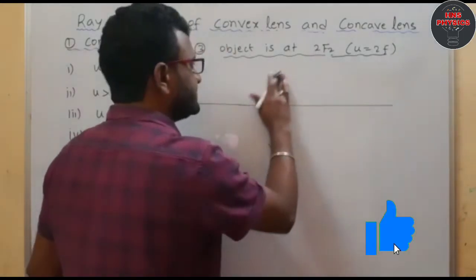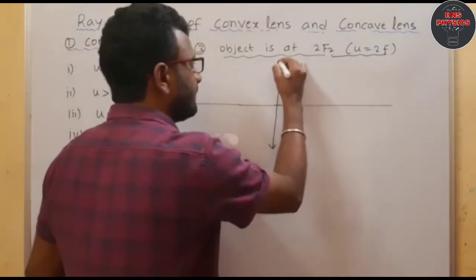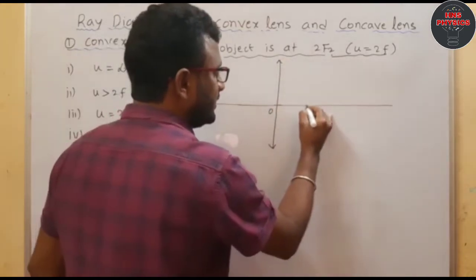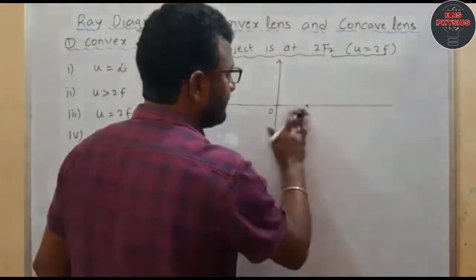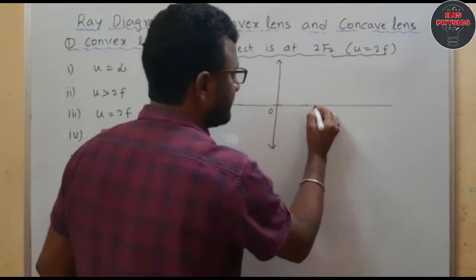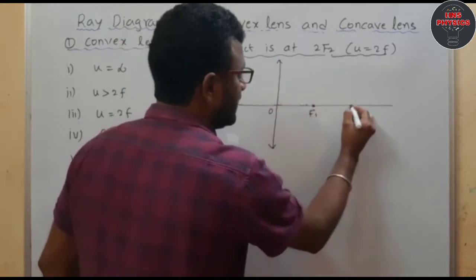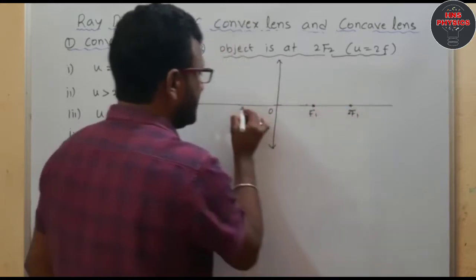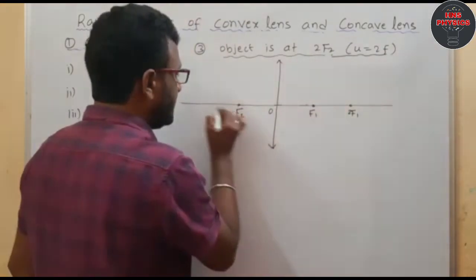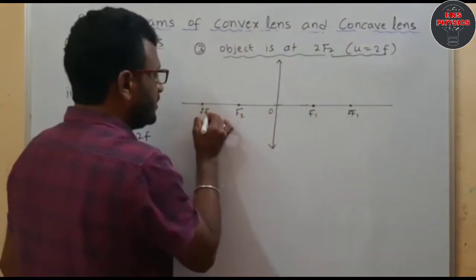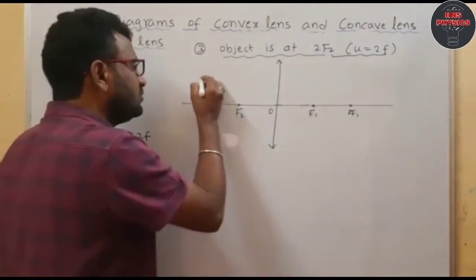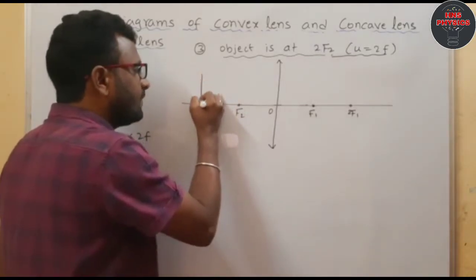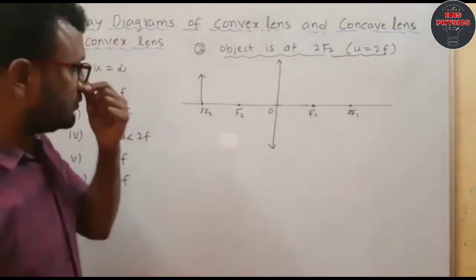So this is the optic center, and f1 and 2f1, f2 and 2f2. Now your object is placed at 2f2. Object is placed at 2f2, right?